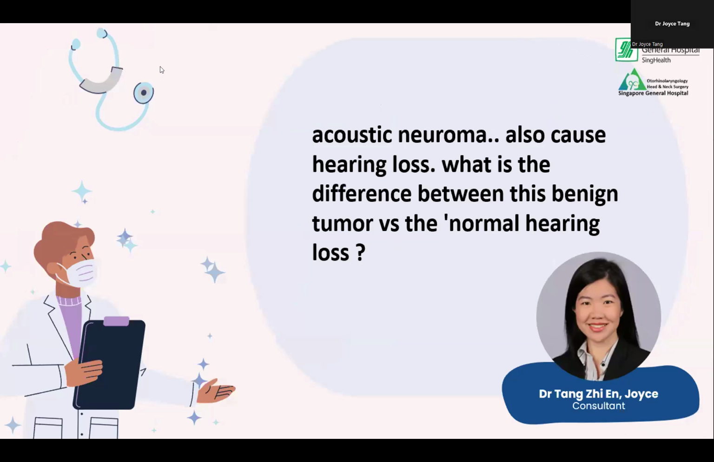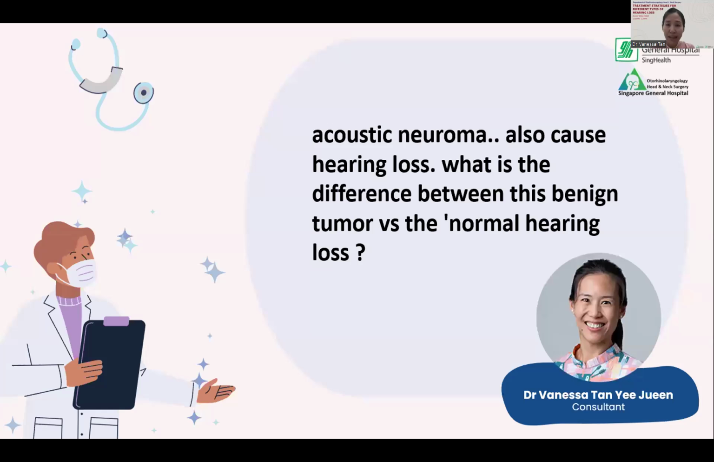Vanessa, would you like to answer this question? Yes, so this question says acoustic neuroma can also cause hearing loss. What is the difference between this benign tumor versus the normal hearing loss? I'm not sure if you managed to pick up on the MRI scan that I showed just now, but for some of our audience, acoustic neuroma is a benign tumor. And this benign tumor is located in the inner ear and at the brain. It causes what we call sensory neural hearing loss, a nerve-related hearing loss.